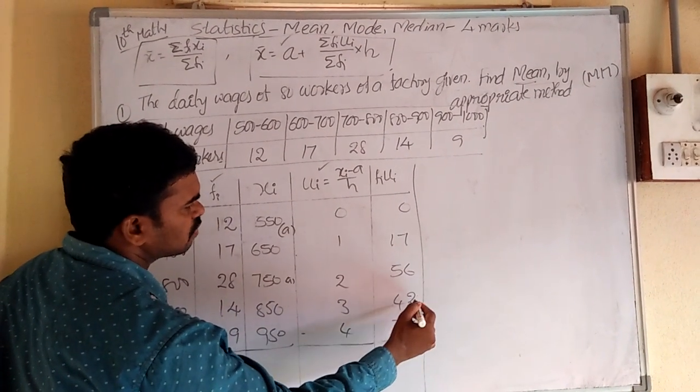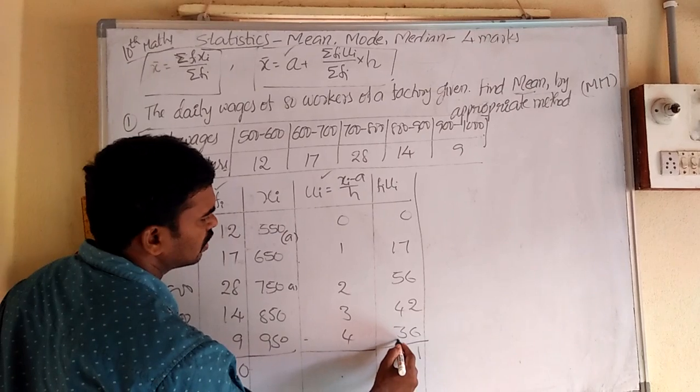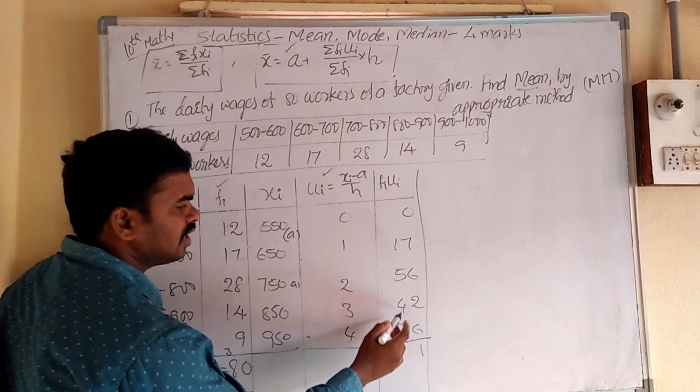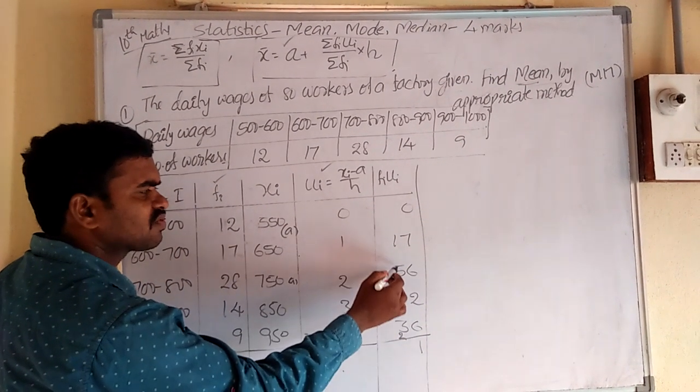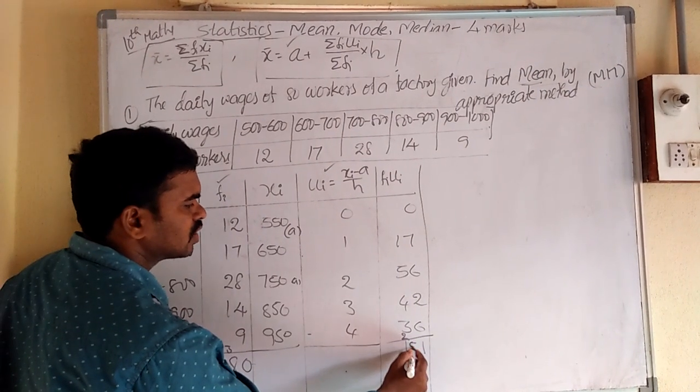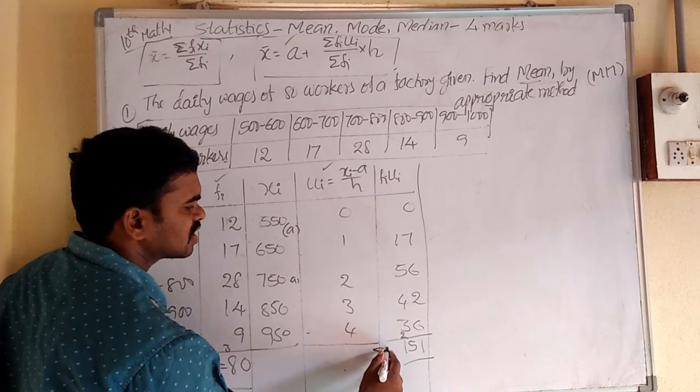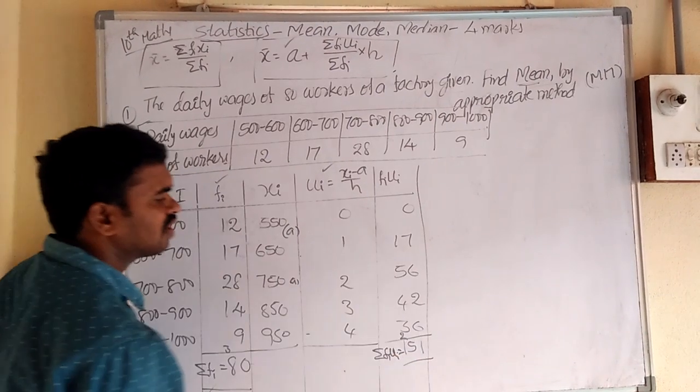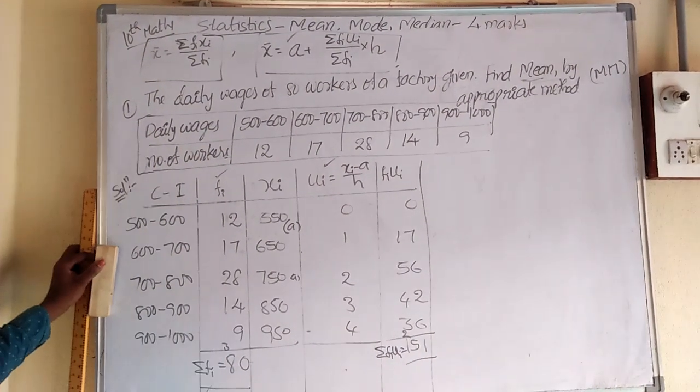7 plus 6 is 13, plus 2 is 15, plus 6 is 21, 2 carry. 2 plus 3 is 5, 5 plus 4 is 9, 9 plus 5 is 14, plus 1 is 15. So 151. What is this? Summation fi ui value is 151. So we got the complete table.